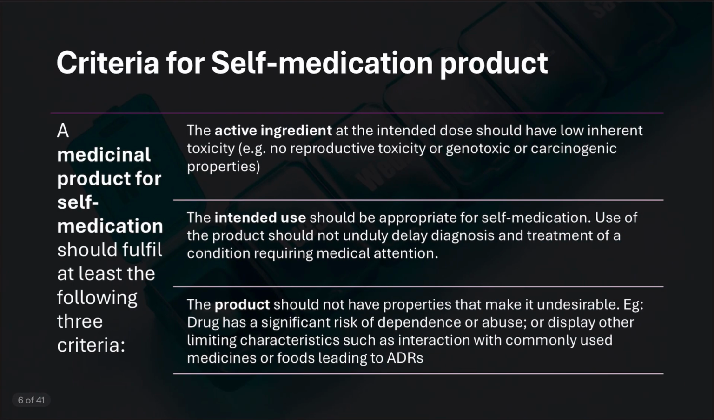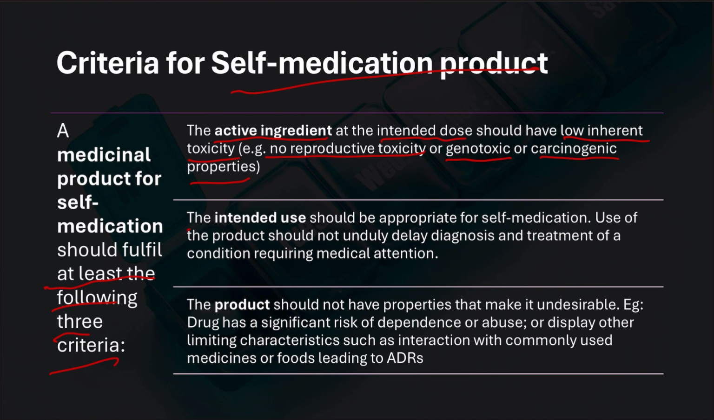Now let's discuss the criteria for self-medication products, like the products which we can use to treat ourselves without getting a prescription. It has to follow at least the following three criteria. First, the active ingredient of the drug, at the intended dose, should have low inherent toxicity. That is, it should not produce any reproductive toxicity, genotoxicity, or carcinogenic potential. So the active ingredient should be inherently less toxic in nature. Then that becomes one of the criteria for using that drug for self-medication.